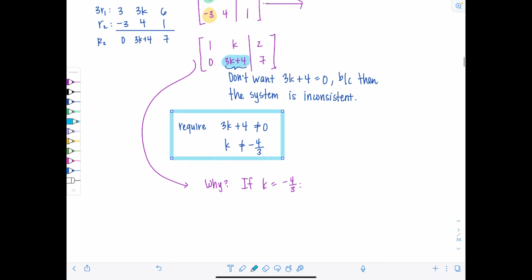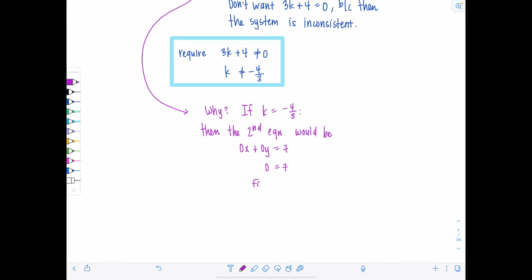If k was equal to negative 4/3, then that second equation in the matrix would be 0x plus 0y, assuming it's an x and y, whatever, equals 7. So you would basically have 0 equals 7, right? Which is false. That would make the system have no solution and be inconsistent. Make sense? Oh, good. I'm so glad.